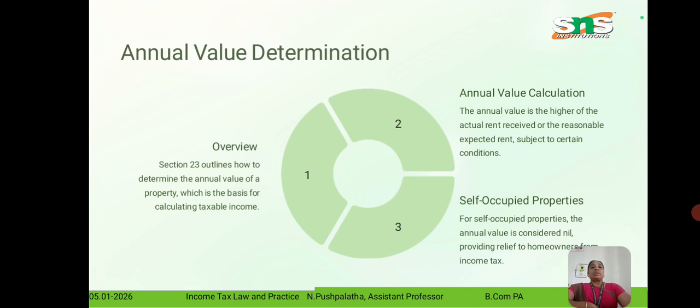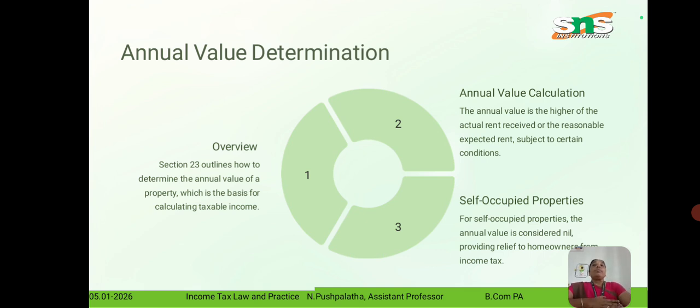For example, Mr. X, owner of his house, gave it on rent at 15,000 per month. Municipal tax paid is 12,000 per year. Interest on housing loan is 60,000 per year. Calculation: gross annual value is 1,80,000 and net annual value is 1,68,000. The standard deduction at 30% is 50,400. The interest is 60,000. Finally, the house property income is 57,600 for the person X.